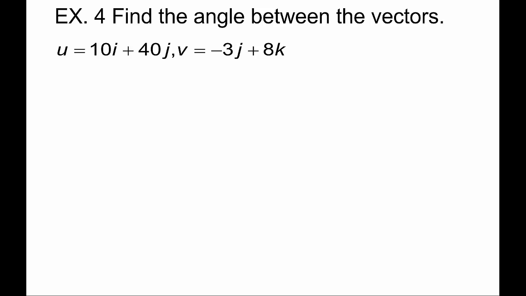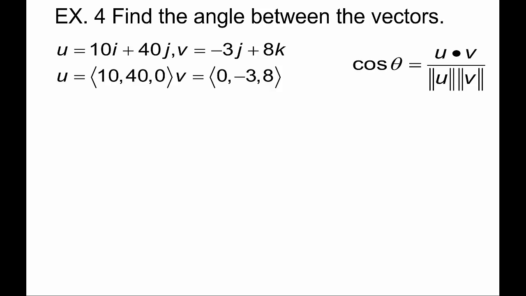Number 4 says to find the angle between the vectors. So these vectors are written as a linear combination. I would write them in component form before I find the angle between the vectors. So vector u is the same as the vector 10, 40, 0, and vector v is the vector 0, negative 3, 8.